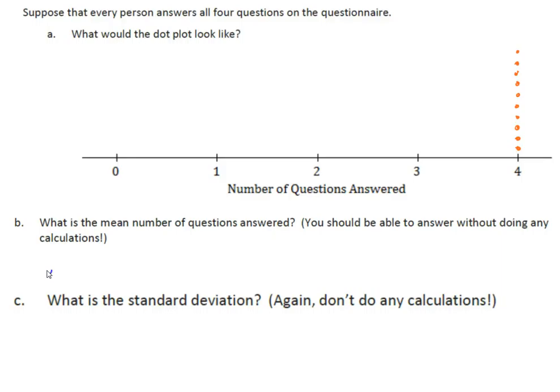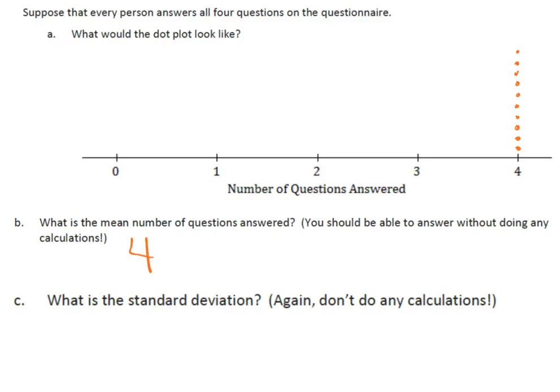We can calculate the mean and the standard deviation without using our calculators. It says, what is the mean number of questions answered? That is the average number of questions answered. Well, if every single person answered all 4, then that is the average. It's 4. It's like if you had 100 in every class on your report card, your average is 100. If you had a 90 in every single class, your average is a 90.